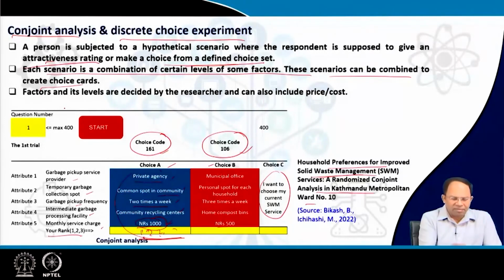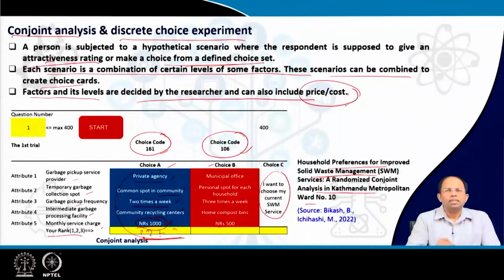So these are the factors or attributes that you see over here, factors and their levels. These are the factors and these are the levels that you can see: 2 times a week, 3 times a week. This is the level of garbage pickup frequency. These are decided by the researcher, and they also include price and cost. That allows us to determine the WTP. So this is how conjoint analysis is done.